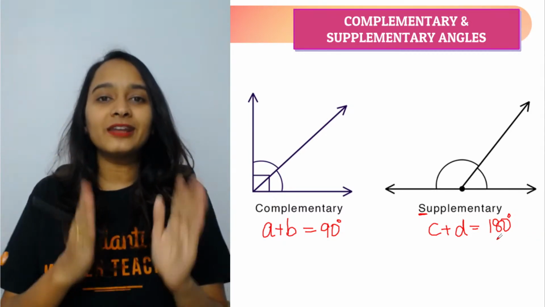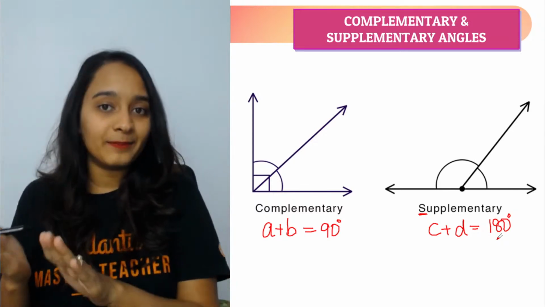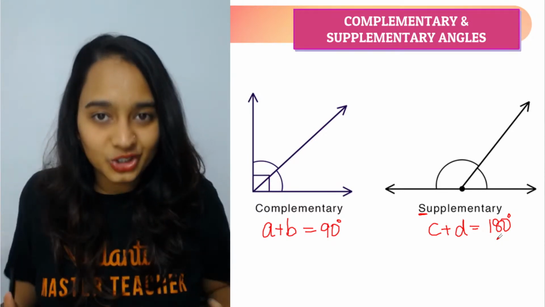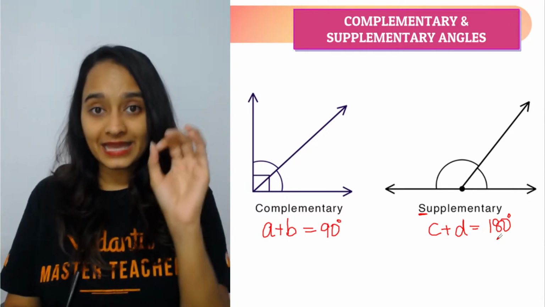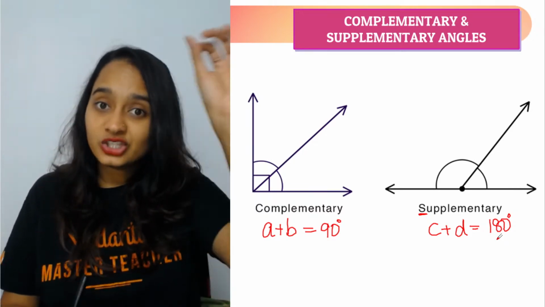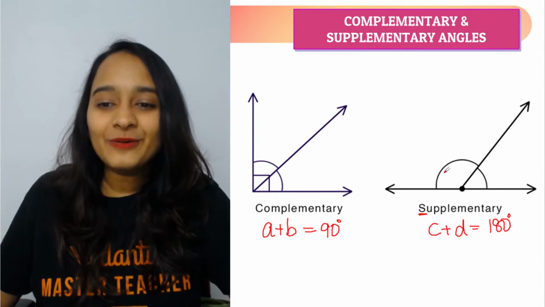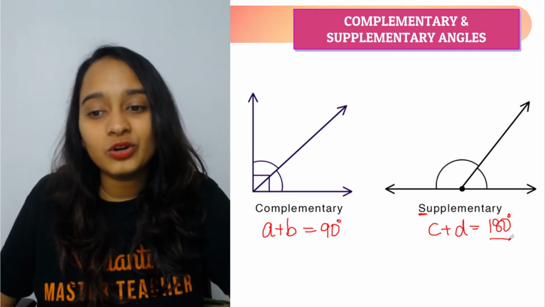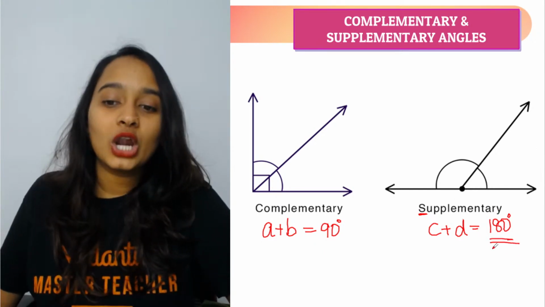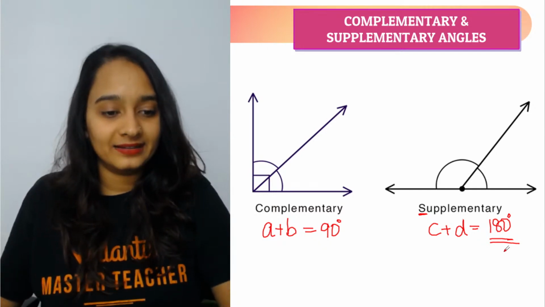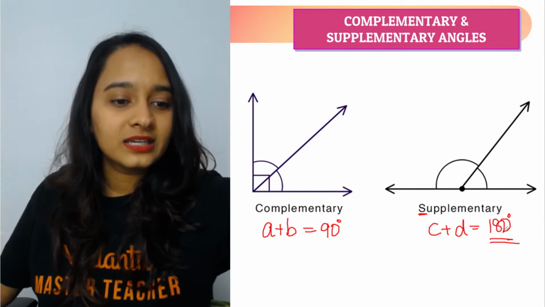So whenever you're getting confused between complementary and supplementary, remember this trick. Supplementary starts with S, right? S is straight angle. Straight angle is 180 degree. So when you add two angles and it is equal to 180 degree, they are called supplementary angles. All good? Yes?